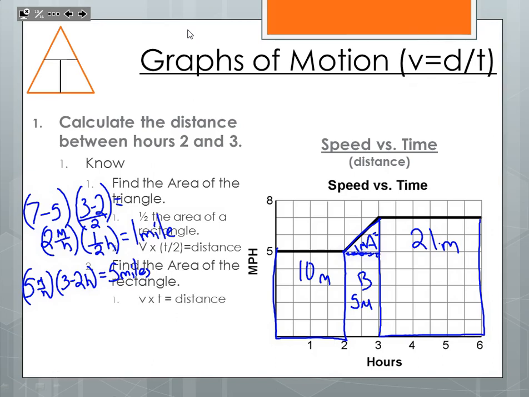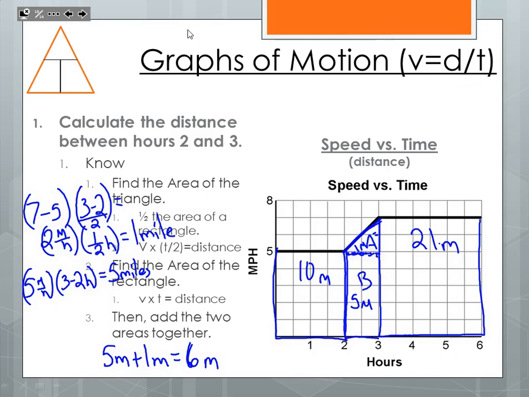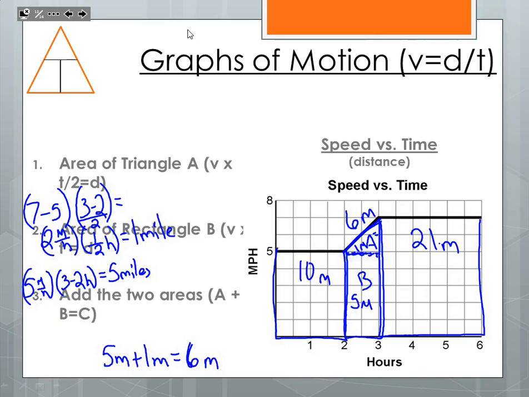Now we're going to take A and B, and we're going to add those together. So we say that 5 miles plus 1 mile equals 6 miles. So in total, in just this one area here, the total was 6 miles. So remember, the question asked us to find the total. Let's go to the next one.